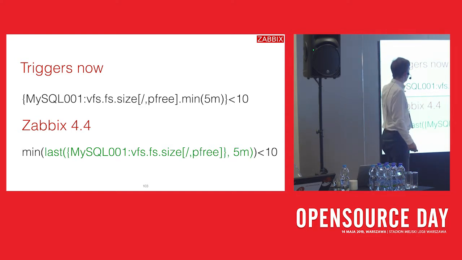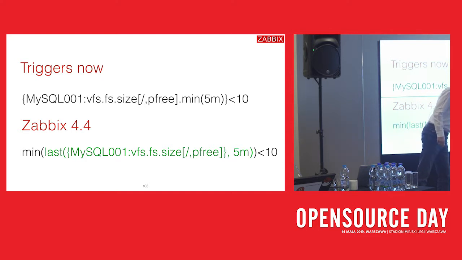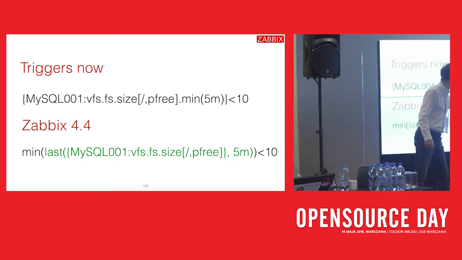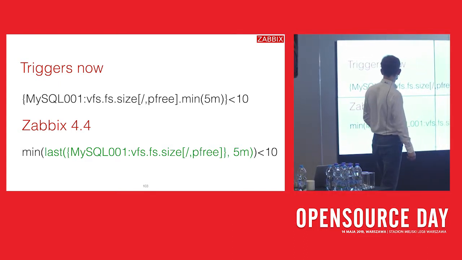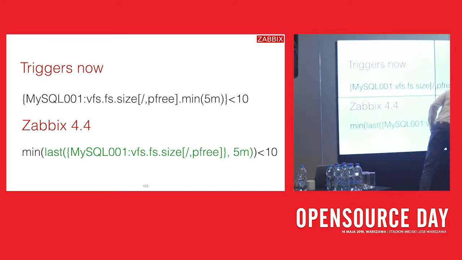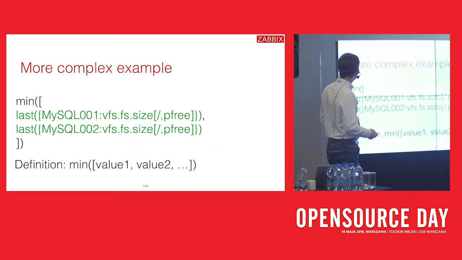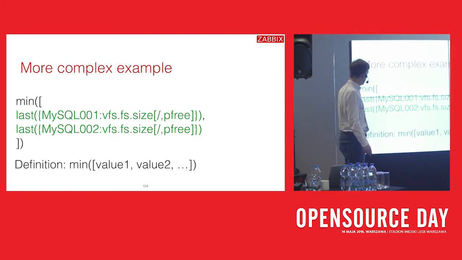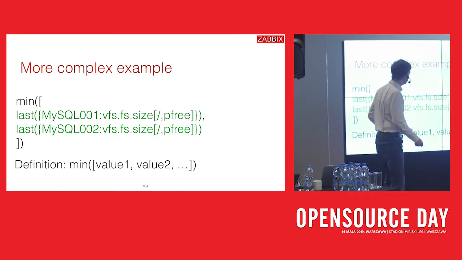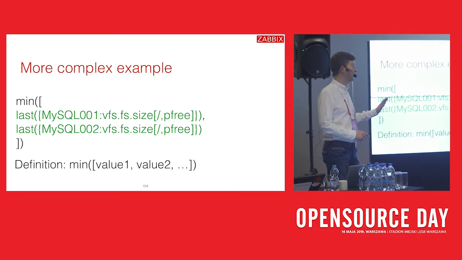So trigger now is like this, minimum 5 minutes. Zabbix 4.4 probably will use function last. So there will be a reference to the metric, and then we use a minimum of the last for 5 minutes. I think this bracket should be here. Yeah. Okay. A more complex example, for example, minimum of 2 last values. Yeah, so we may use an array of values. This is just a proposal. We are still considering what kind of syntax will be at the end.